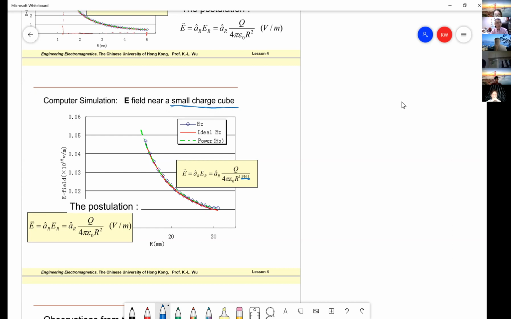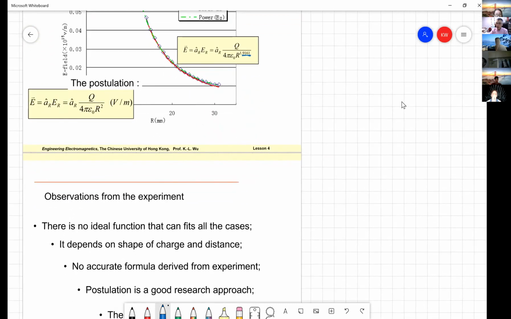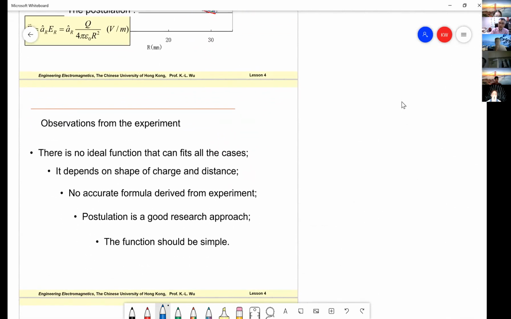Nobody complains. Have you ever heard anybody complain about Coulomb's law? If Coulomb's law is not right, all the Maxwell equations are not right. So this is interesting, right? So what observation can we have from the experiment?